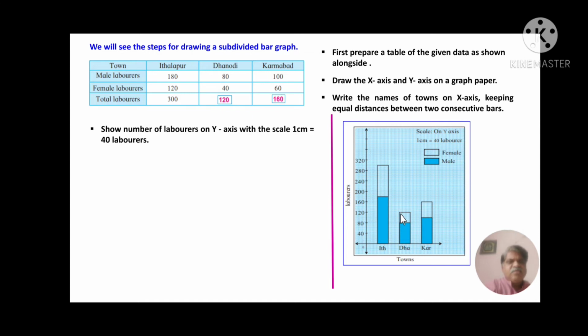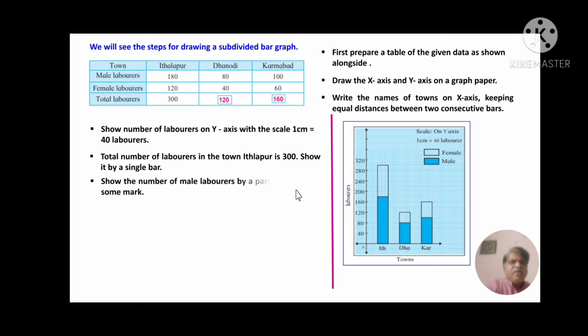On the x-axis you can see the towns, and on the y-axis there are laborers. This is the bar for the first town, Idlapur, second Dhanodi, and this is for Karmabad. So friends, the total number of laborers in the town Idlapur is 300. Show it by a single bar. It is shown here, 300. Out of this, 180 are male, shown with the shaded blue color, and the rest are female.